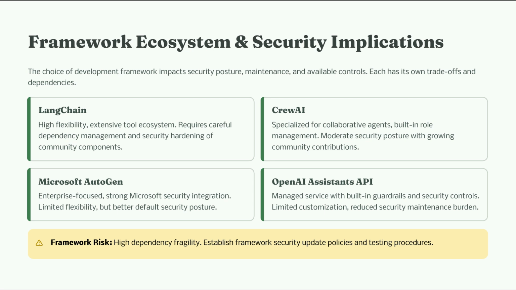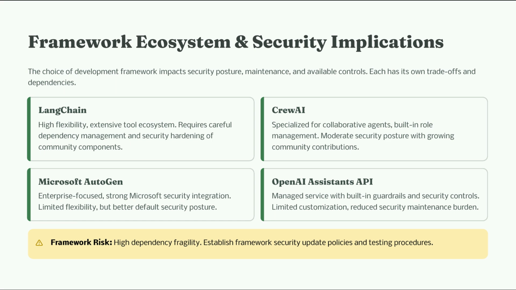Frameworks play a pivotal role in shaping not only the security posture of your applications, but also their maintenance and the controls available to you. Each framework comes with its own set of trade-offs and dependencies. For instance, LangChain offers high flexibility and an extensive tool ecosystem, but demands careful management of dependencies and robust security hardening for community components. On the other hand, CrewAI is tailored for collaborative agents with built-in role management, presenting a moderate security posture that benefits from a growing community.